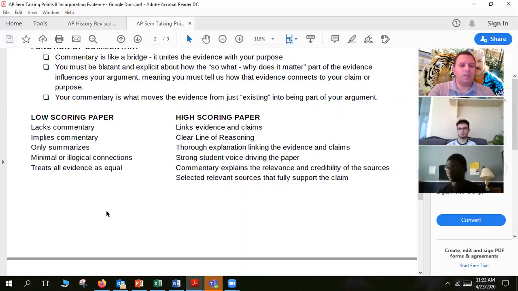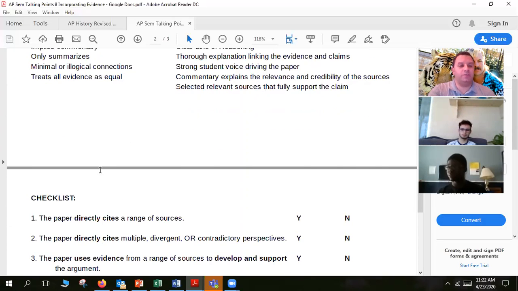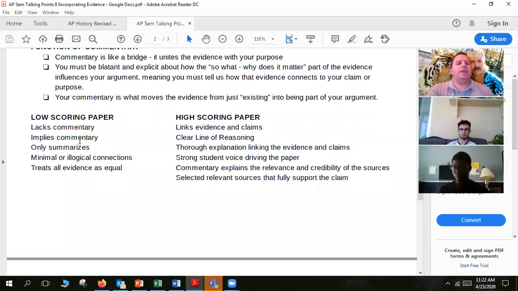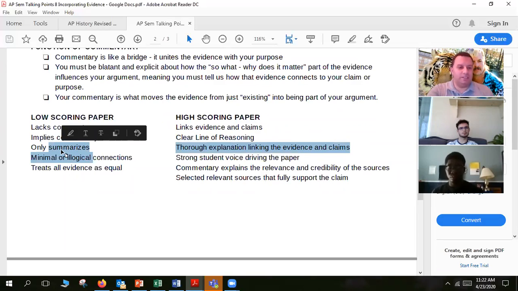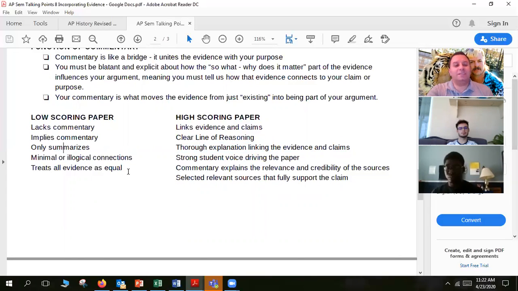Okay, and so if you look at what this reader said, right, in a low scoring paper, there isn't a lot of commentary. The commentary is sort of implied, meaning that they're presenting all of this evidence, but they're not explaining to me what it means. They're only summarizing, okay? Their connections are minimal. And then this last one, which I think is important too, they're treating all evidence as being equal. Be very careful with that.